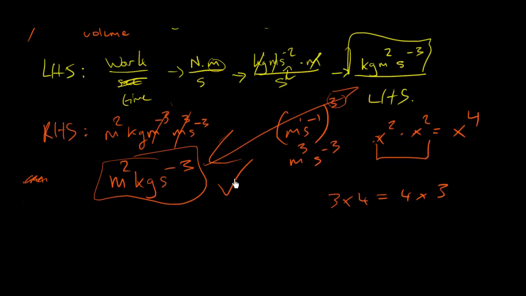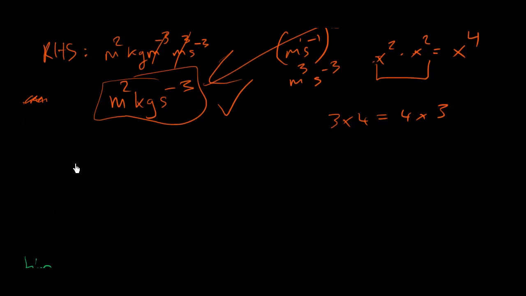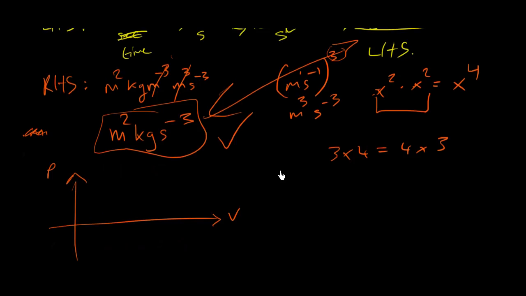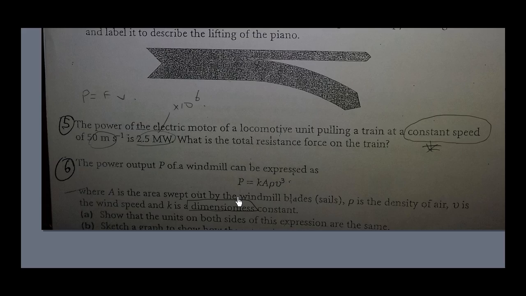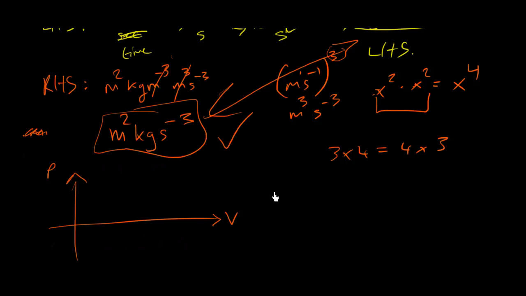In the next part, they ask you to draw a graph to show how it varies, and they're basically asking you for the variation with power and velocity, and how power increases with speed. It's cut off from the picture, but it says sketch a graph to show how the power increases with wind speed as v rises from 0 to 15.